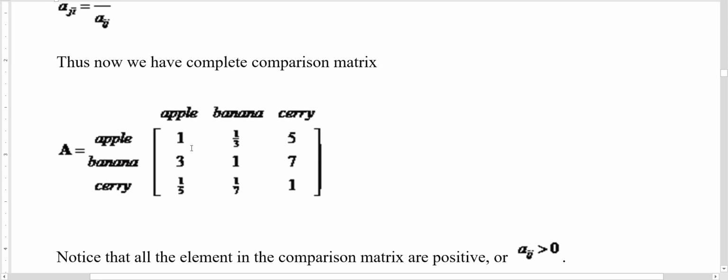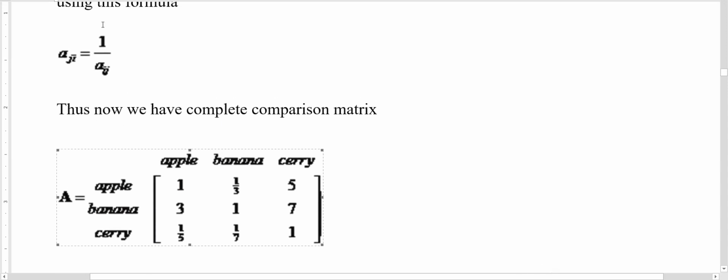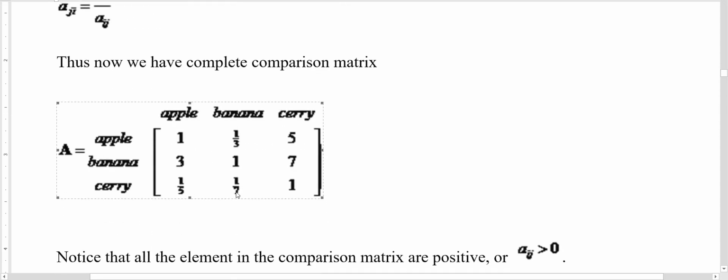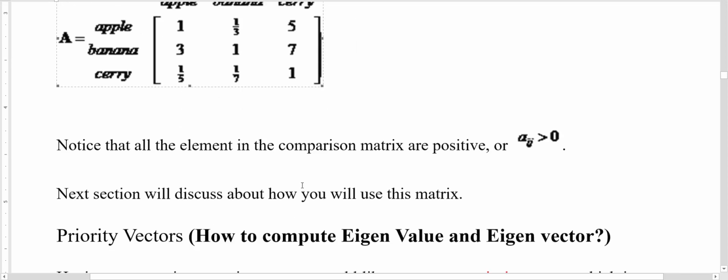So apple with apple is 1, apple with banana is 1/3 because I prefer bananas, apple with cherry is 5 because I prefer apple to cherry. Banana with apple is 3, because the opposite number is 1/3, banana with banana is 1, and I prefer banana to cherry strongly. Cherry to apple is 1/5 because I prefer apple to cherry. Cherry to banana is 1/7, and cherry with cherry is 1.